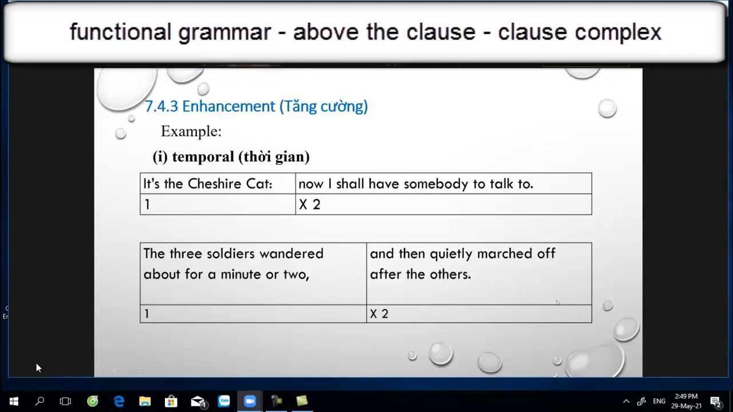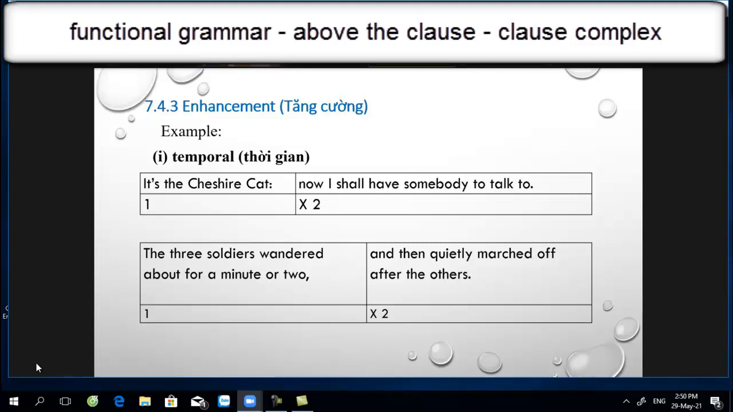Yes, I would like to call Mr. Duy, please. Okay, so what am I first supposed to do? For example, right? "She cat. Now I shall have somebody to talk to." Okay, thank you. And the second one, please.